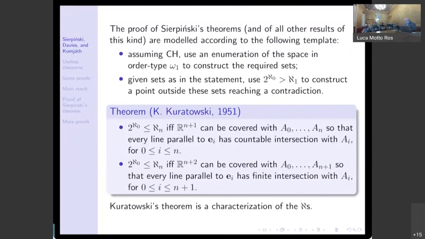And 2 to the 0 is less than or equal to alpha n, so same hypothesis, if and only if R^(n+2) can be covered by n+2 sets, but the sections have to be finite. So this is a nice generalization of Sierpiński's theorem. In fact, Sierpiński proved the first part, but the general theorem is due to Kuratowski, because Kuratowski's theorem is a characterization of the alephs.